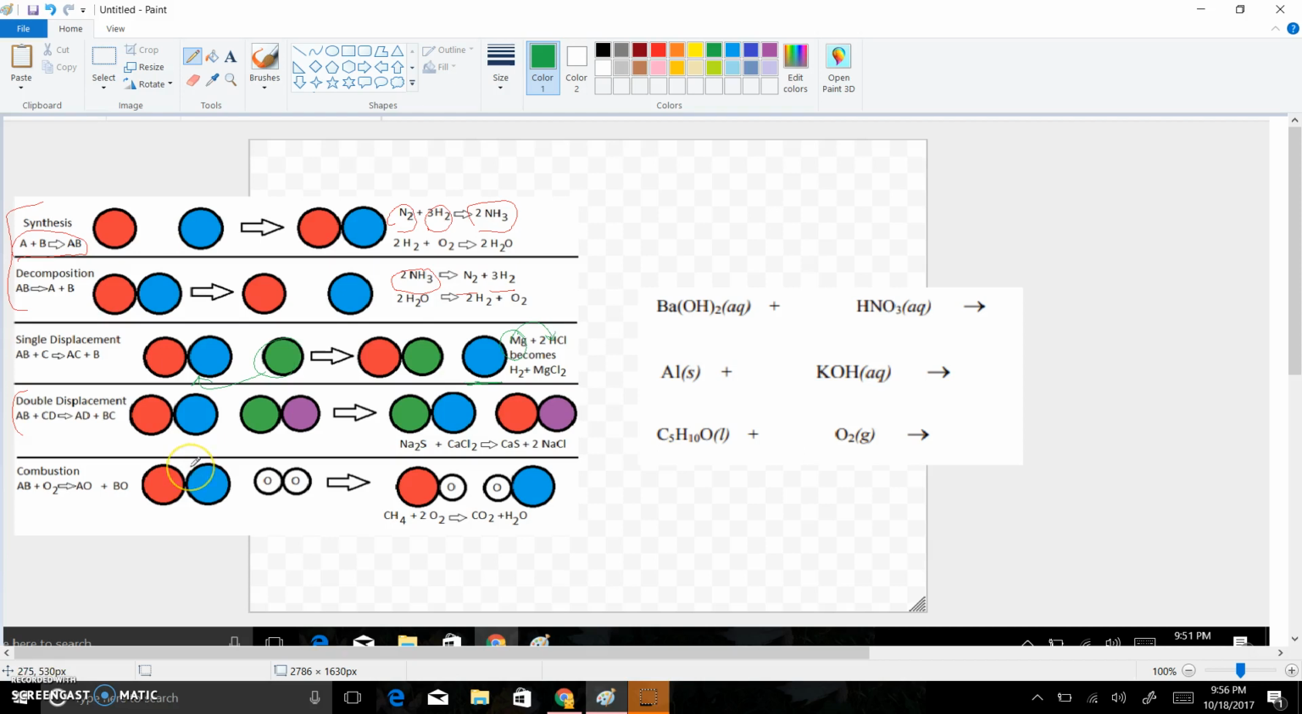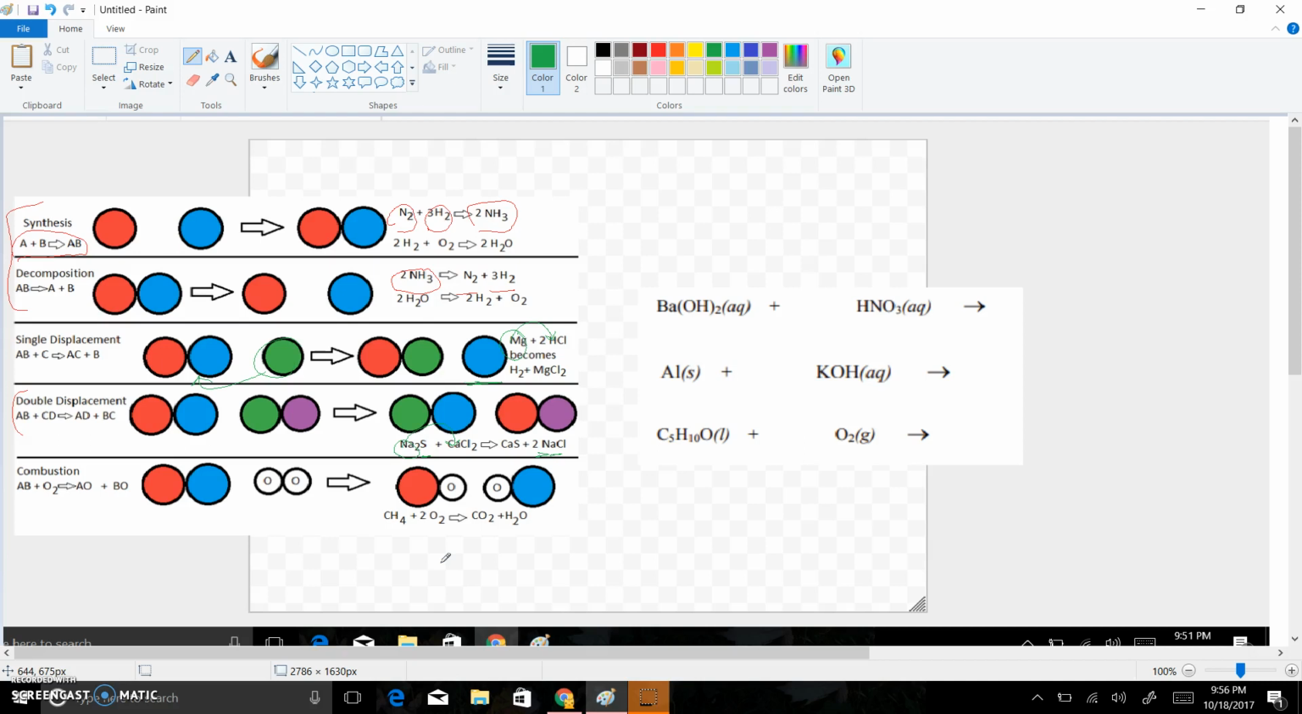Double replacement is the double switcheroo. Double displacement or double replacement. That's when you're going to take, like here, Na stuck to S, but on the right side, Na isn't stuck to S anymore. Na is now with Cl. Na has come in and kicked out the calcium to be hooked up with chlorine now. We're going to do another example of that one too.